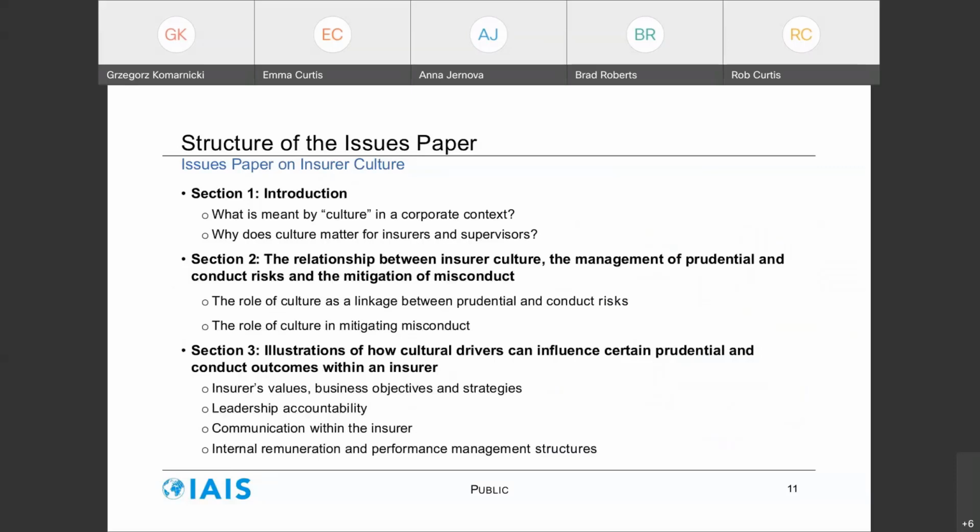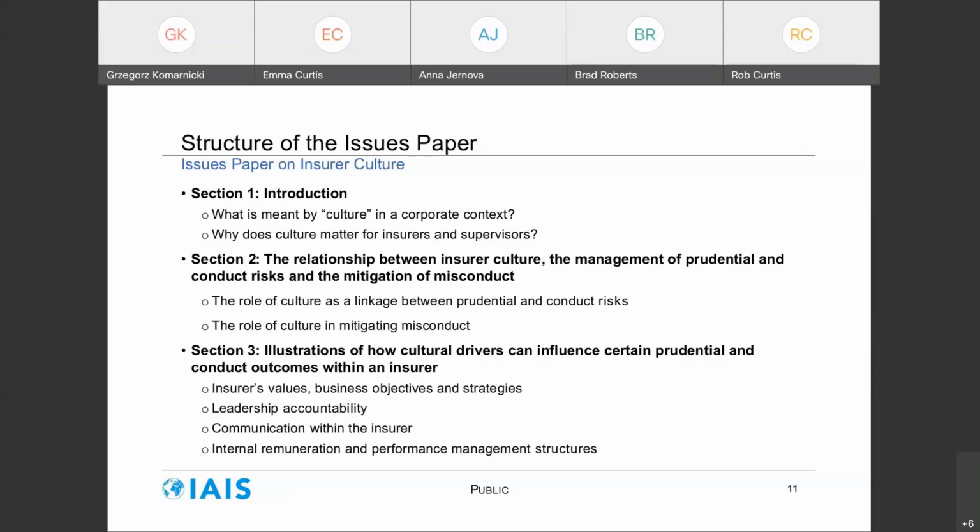Now, moving on to the slide setting out the structure of the issues paper, you will see that we've already covered the content of sections 1 and 2 in the previous slide. So I'll focus purely on section 3 here. As already mentioned, the paper describes how cultural drivers can influence certain prudential and conduct outcomes within an insurer. For exploratory purposes, the scope of this paper is limited to these selected factors due to their important role in informing decisions and behaviors in basically every aspect of an insurer's business and their correlations with the expectations set out in the ICPs.